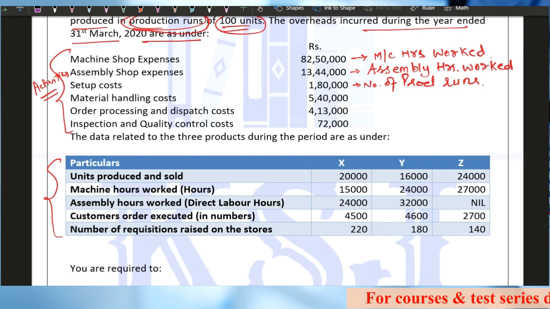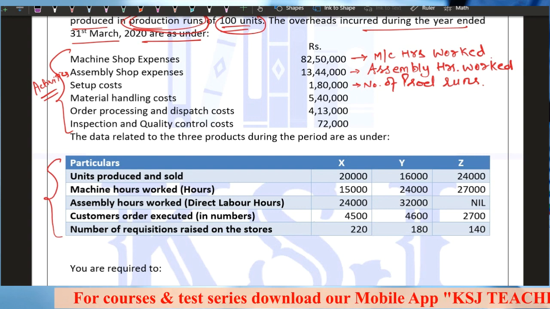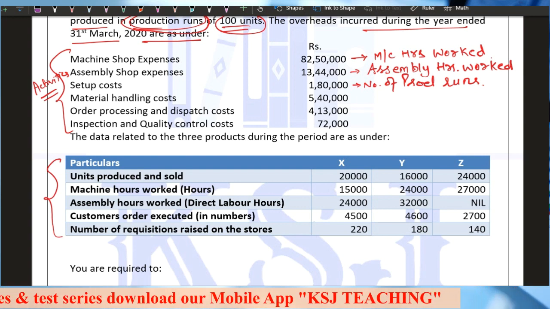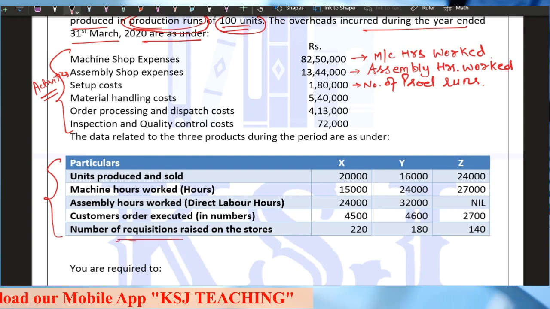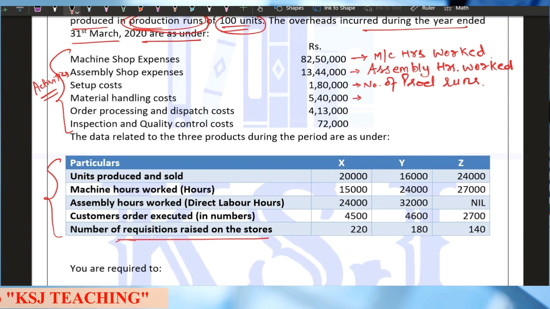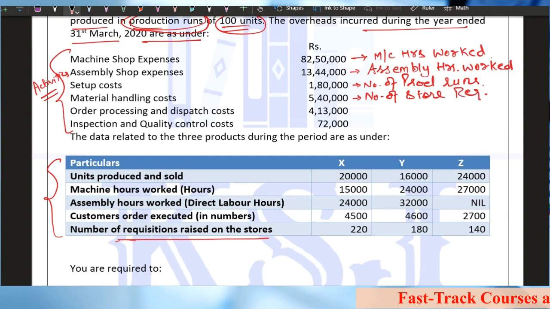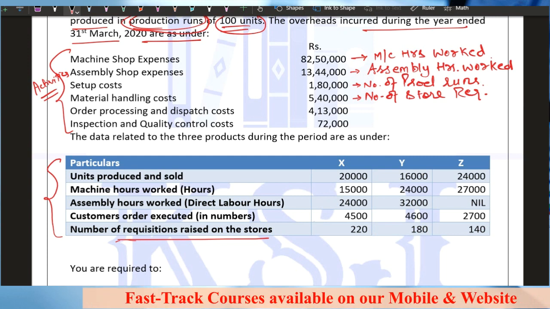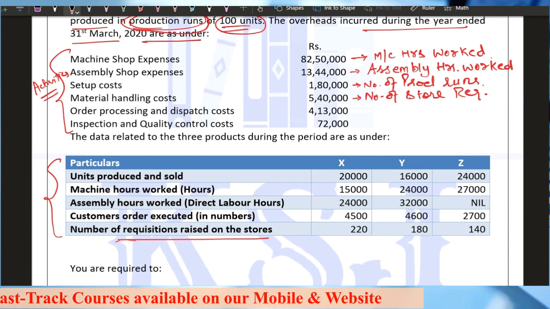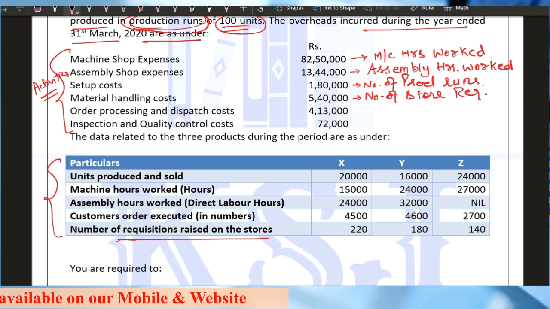Next is material handling cost. Sir, where do you keep the material? In the store. Where do you handle the material? In the store. So it will be dependent upon the number of store requisitions. See, in this question there is nothing else. The only thing is how to identify the cost drivers. Otherwise, this question is similar to what we have done.